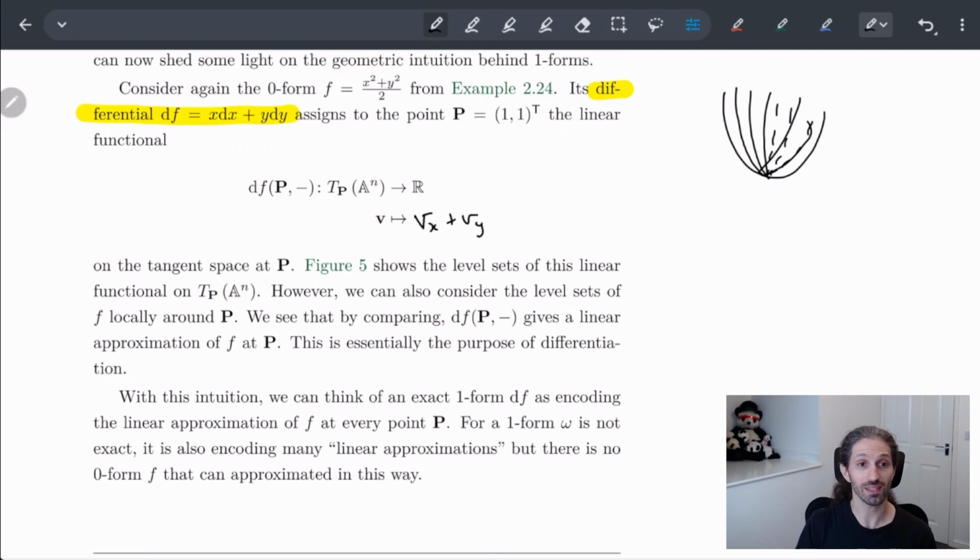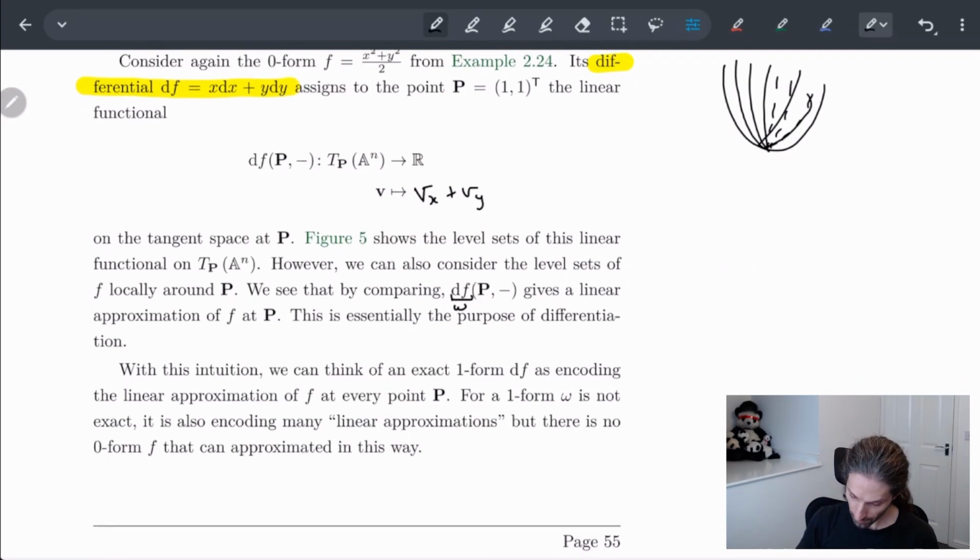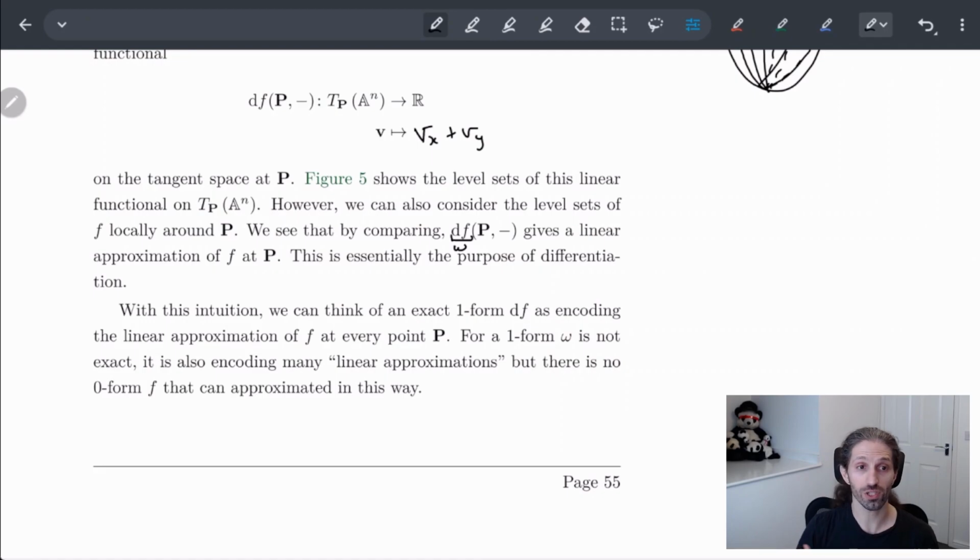Another way that we can consider these level sets of f around p is that we can compare the differential applied to this p. So we take this omega, our one form, and we apply it to this point p. This is going to give us a linear approximation of f at p. This is in essence the purpose of differentiating. With this intuition, we can think of these exact one forms as encoding linear approximations of f at every single point p. So these one forms are pretty strong, right? It's giving us a lot of information for almost nothing.